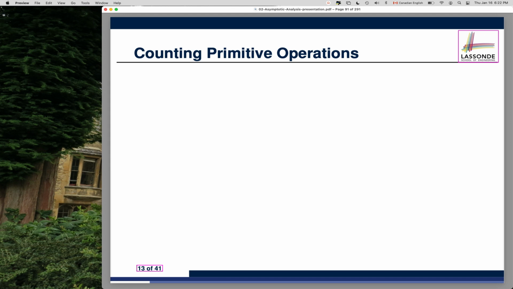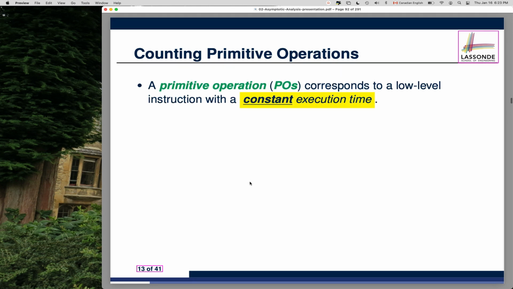And the idea will be just to start with, we're gonna see how we can count primitive operations. I'll define what primitive operations really are, and then we're going to do some examples together, some full examples from scratch. Okay, let's now define.